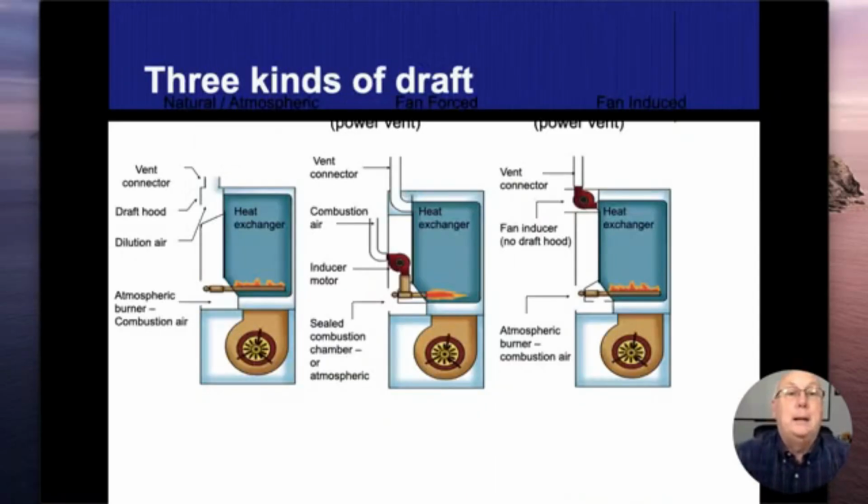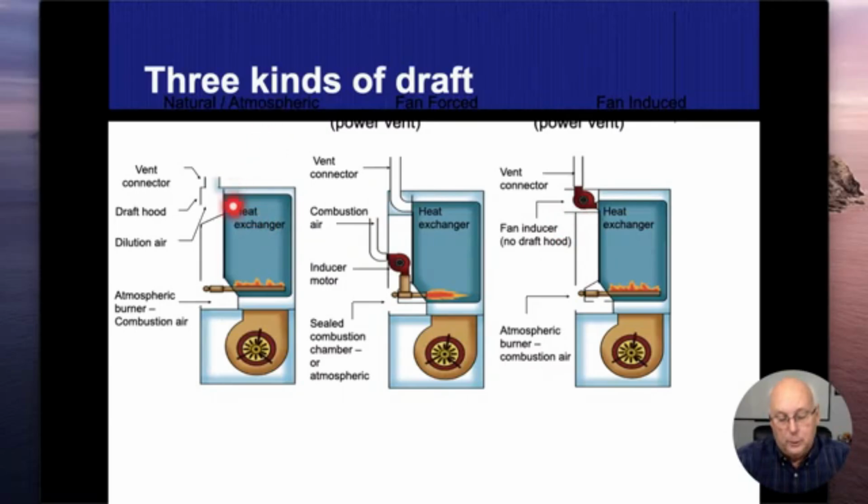All right, different types of drafts. I would like you to know the difference between a natural draft, an induced draft, and a forced draft. Looking at the left-hand side, this furnace over here, notice there's no inducer fan. The middle one has an inducer fan, and the right one has an inducer fan, but the left one doesn't.